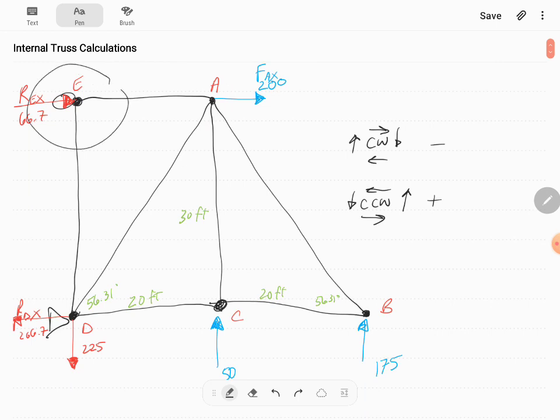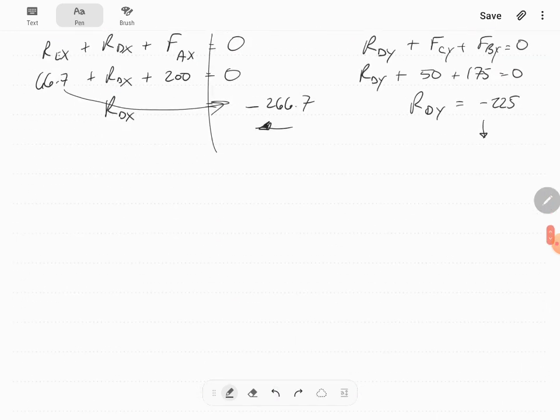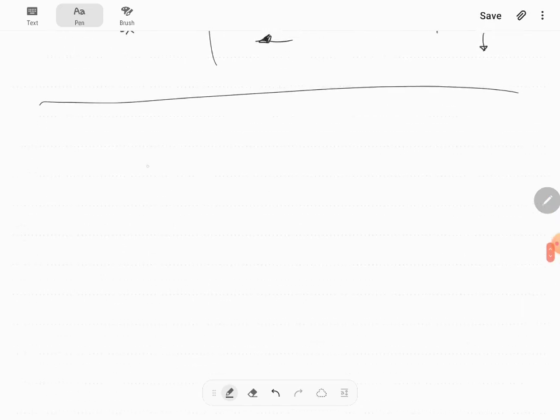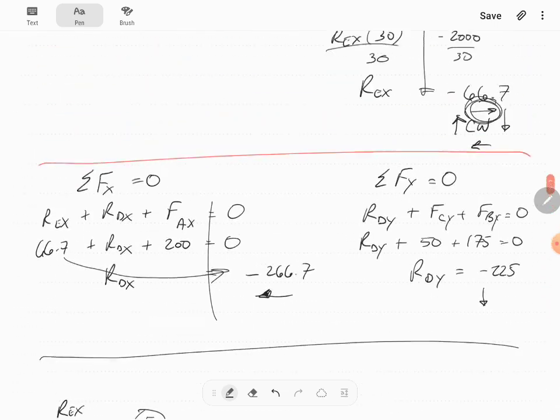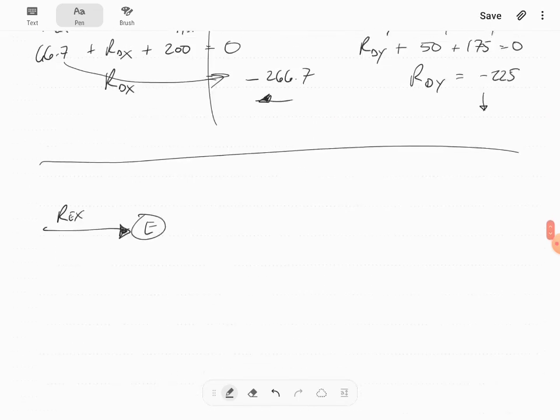If I look at E, what's going on at E? 3 things, and that's it. Just 3. So I'm going to start at E because it's the easiest one to look at. My free body diagram for E has this initial reaction force that we calculated with our sum of our moments as our very first step. The sum of the moments said that it points to the right at 66.7.